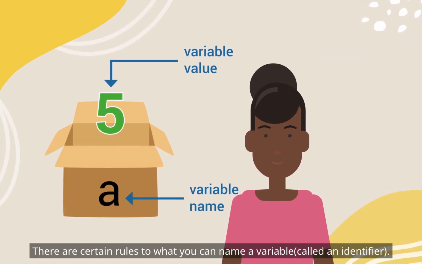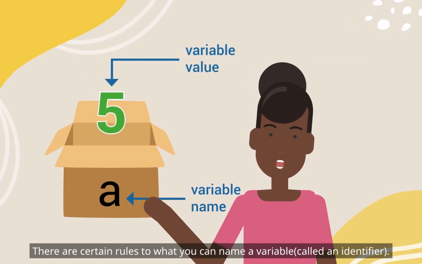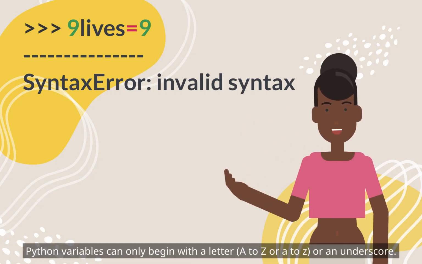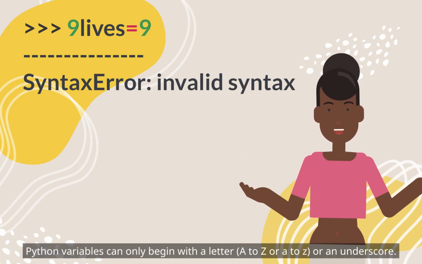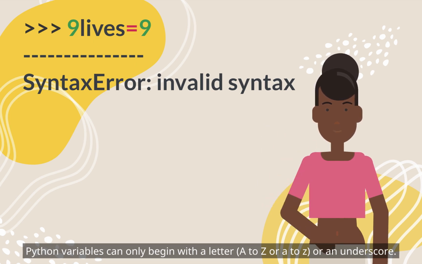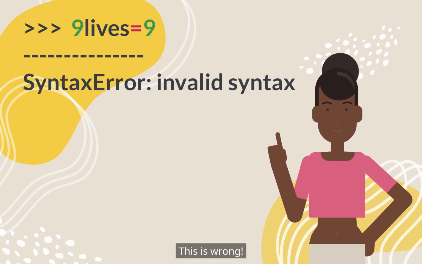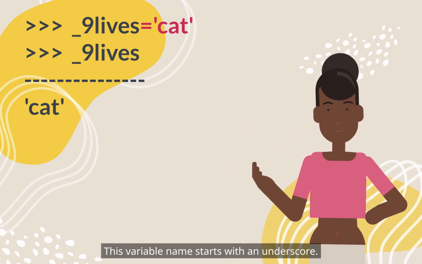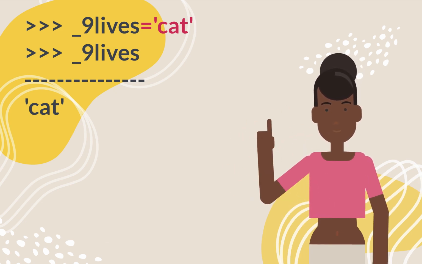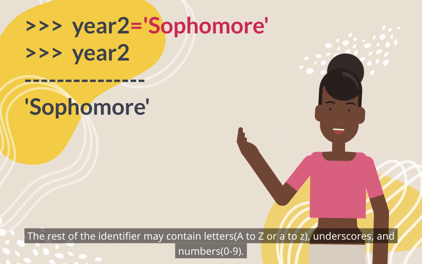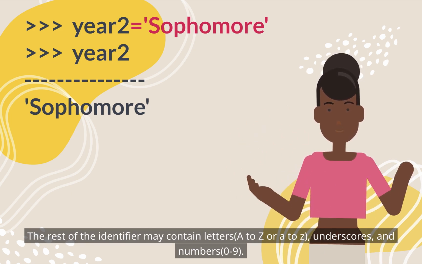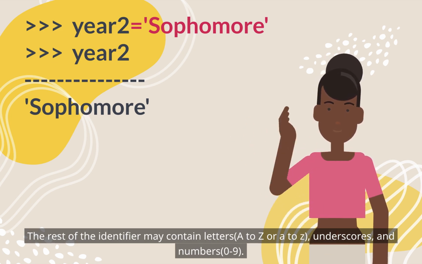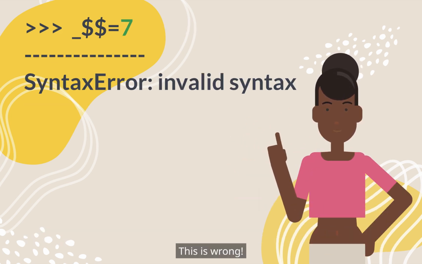There are certain rules to what you can name a variable, called an identifier. Python variables can only begin with a letter, A to Z, or an underscore. This is wrong. This variable name starts with an underscore. The rest of the identifier may contain letters, A to Z, underscores, and numbers, 0 to 9. This is wrong.